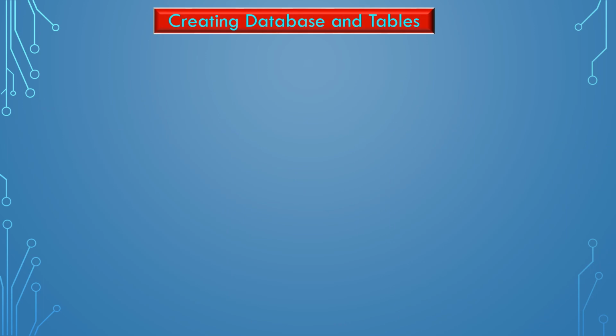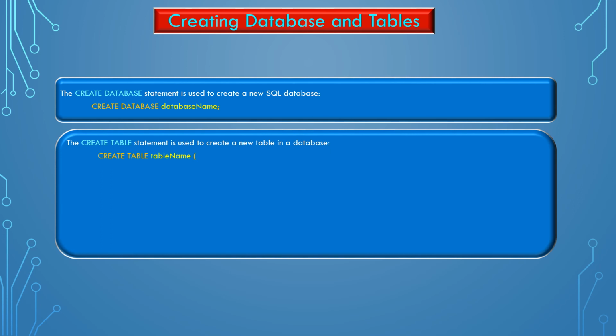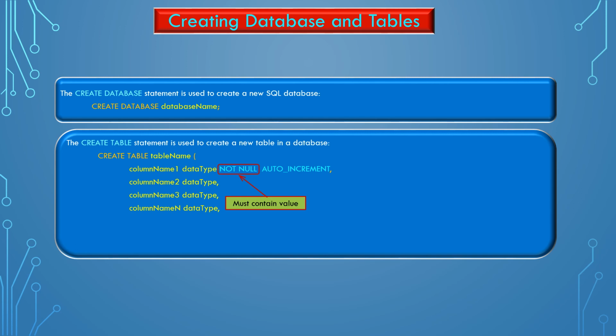Let's take a look at the SQL syntax for creating a database and its tables. To create a database, it is simply create database followed by the database name. To create a new table, we use the create table followed by the table name. We then add the names of the columns and their data types. The not null means that this column must contain a value, meaning null is not allowed.